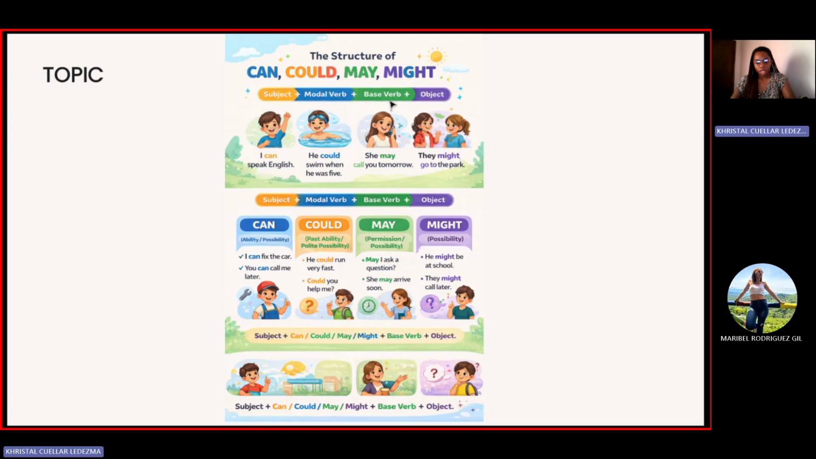So it's not only for that, but also to explain this: polite possibility. For example, could you help me? We use could when we want to be very respectful and also polite. It's like, could you help me? Could you do this? Could you do that? Something that we do.